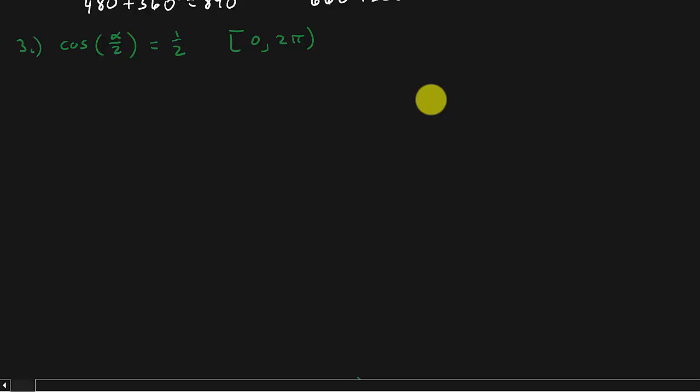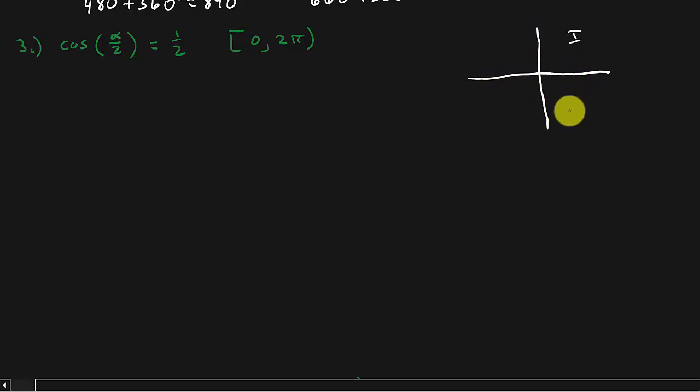All right, so let's look at this one. Now, let's switch to radians now. We've gone through all the stuff in degrees. You should get this by now. All right, so let's see what we have here. We got cosine alpha over 2 equals 1/2. And I'm finding the solutions between 0 and 2 pi.